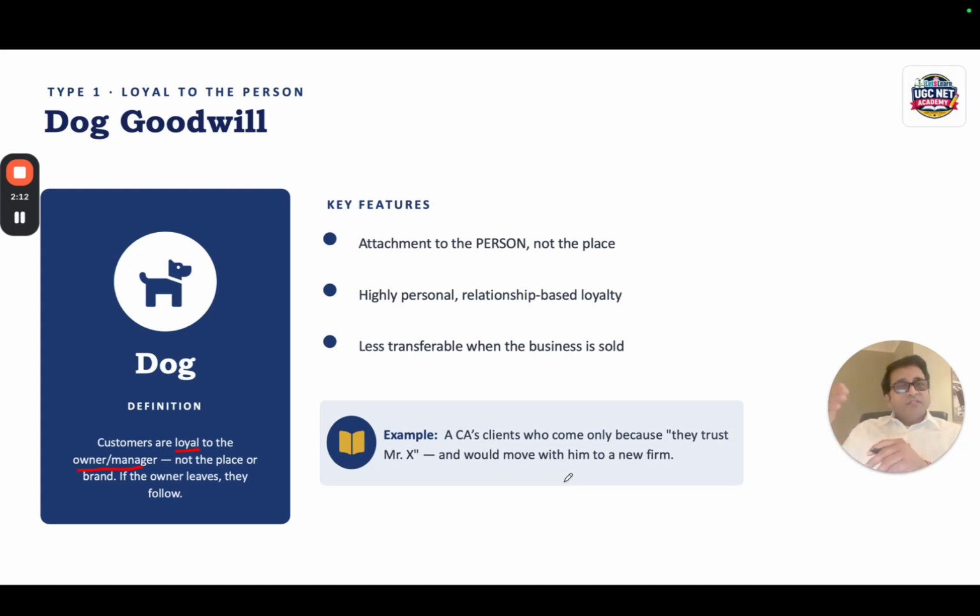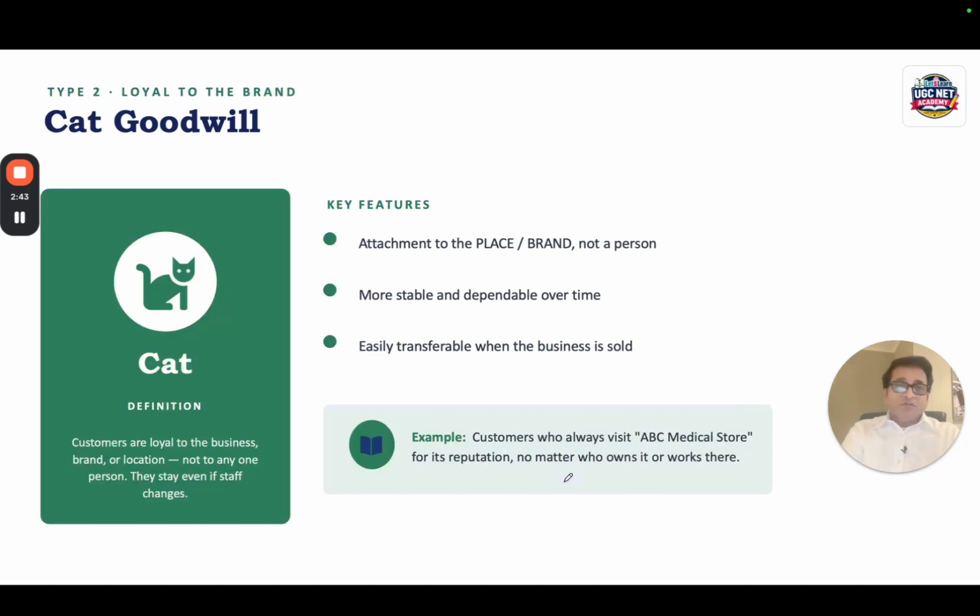Say for example the doctor shifted to a nearby place which is a little far from our home, so we don't mind traveling a little bit, but we want only to meet that particular doctor. That is called dog goodwill, a reputation of a particular person who is handling a company, be it a consultant, a lawyer, a chartered accountant. So we keep in mind the person who is heading the organization. What is that goodwill? Dog goodwill.